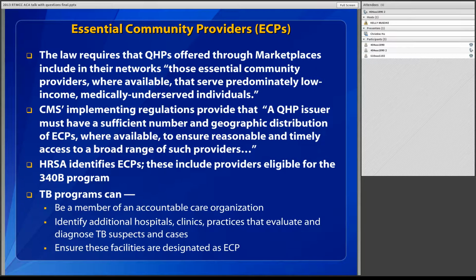And by having those providers on the provider panel of the quality health plans, the new insurance plans, then you're making sure that the newly insured patients are going to providers that know how to screen for TB and test for TB.